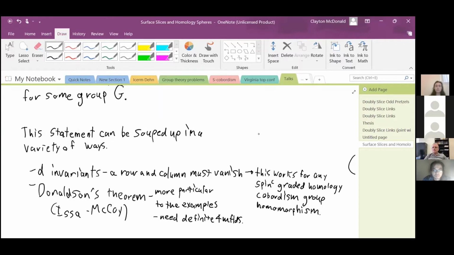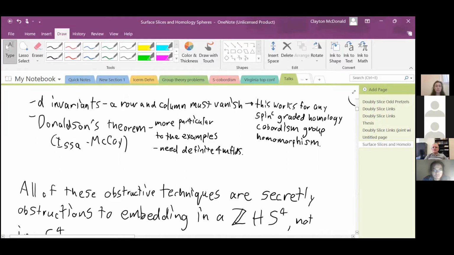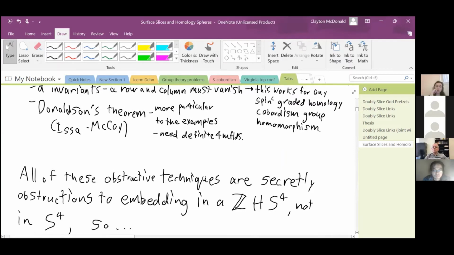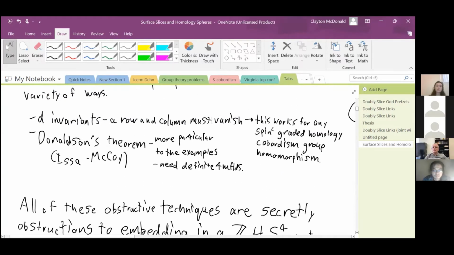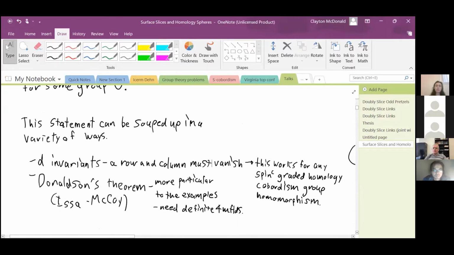Okay, so these are just a few examples, but one thing held in common is that all of these obstructive techniques are secretly obstructions to embedding in an integer homology S4, not in S4, right? The D invariants, you're only looking for a homology cobordism. So it's only really seeing that you have a four-manifold with the right homology information. Similarly for this theorem, homology itself doesn't really see the difference between a homology sphere and S4. And then Donaldson's theorem, it's the same idea. You really only are using the information that it's a homology sphere, not that it's S4.